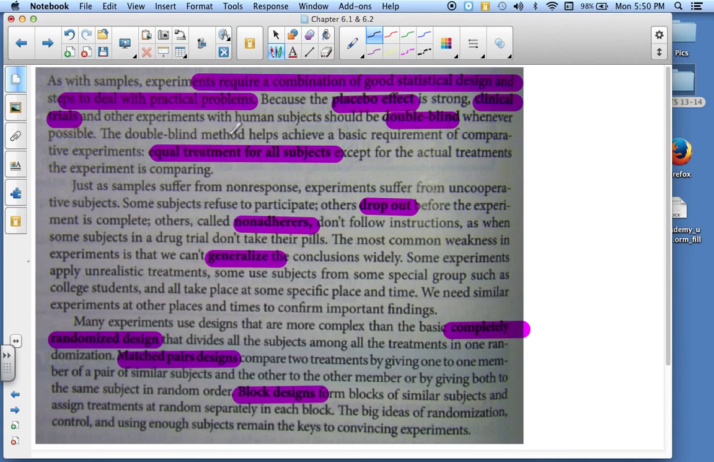And then finally, here are some key elements and key words that I've highlighted that we've gone over in this chapter 6.2. Just make sure you read these. We've talked about block design, matched pairs design, random design, completely randomized design, generalization, non-adherers, dropouts. So these are some of the vocabulary words you need to be aware of.